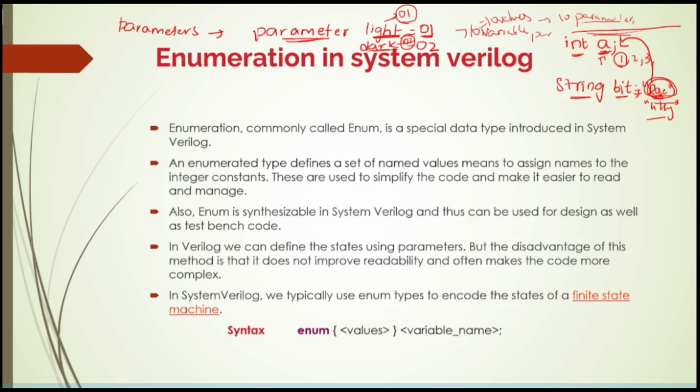So that is why in SystemVerilog we have introduced a data type called enum. This is the syntax for enum: enum, which is the keyword, then the values, which you will see shortly, and then the variable name with a semicolon. We use enum mostly where we are designing a circuit that uses finite state machines. I think you know about finite state machines.